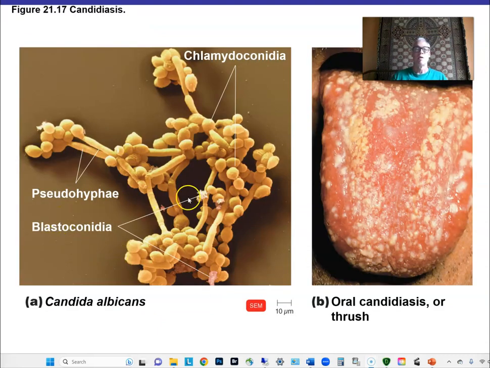Or you can see some picture of some yeast that have been grown in the laboratory, and you can see that they have pseudohypha, and they have spores that are forming blastoconidia and chlamydoconidia forming in the hypha. Here's a picture of oral candidiasis thrush.